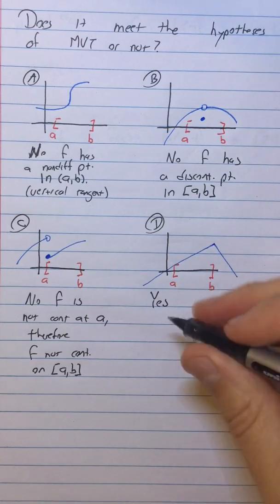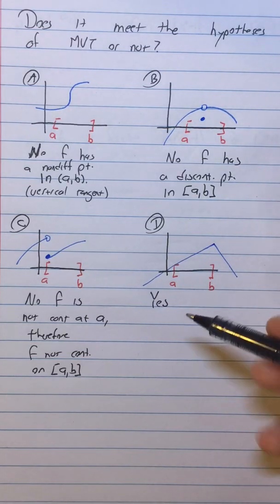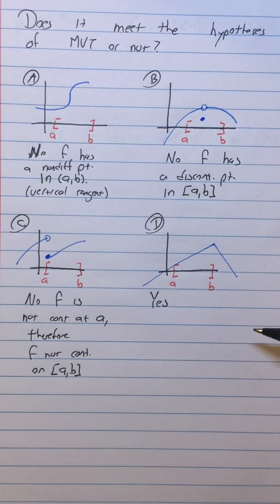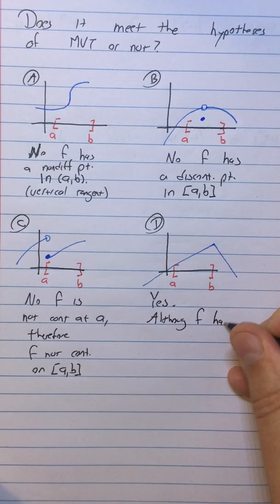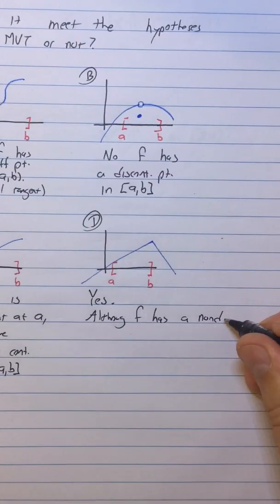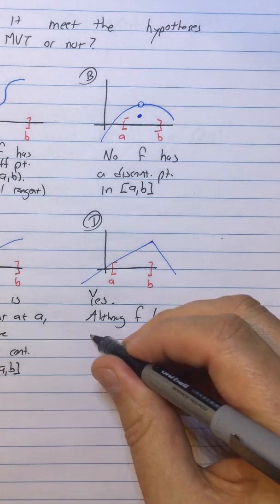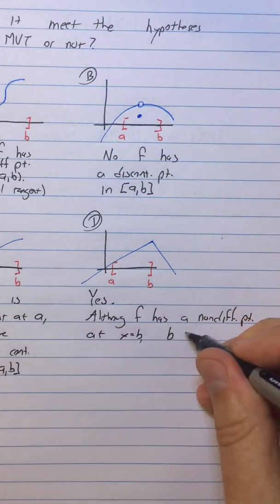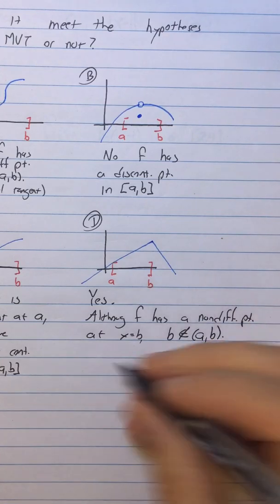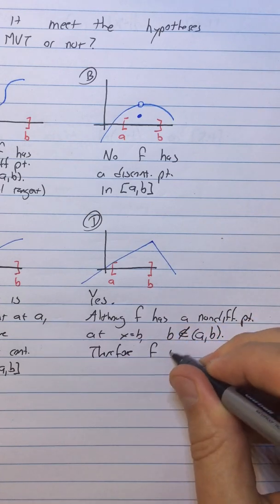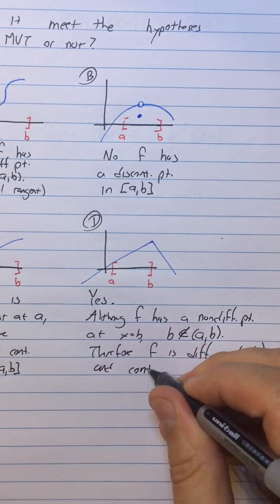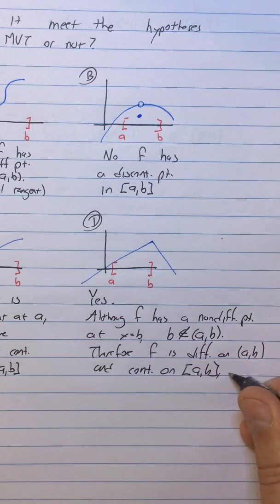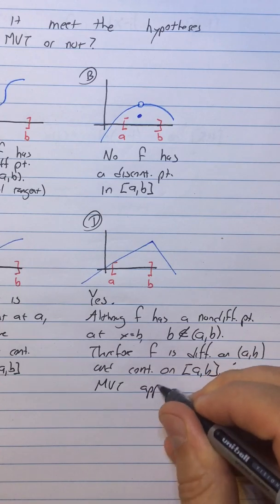This one's a yes. We could just say because the function is differentiable in the open interval and continuous in the closed interval. But we want to discuss the non-differentiable point at the endpoint. Yes, although f has a non-differentiable point at x equals b, b is not in the open interval AB. Therefore, f is differentiable on the open interval AB and continuous on the closed interval AB. Therefore, the mean value theorem applies.